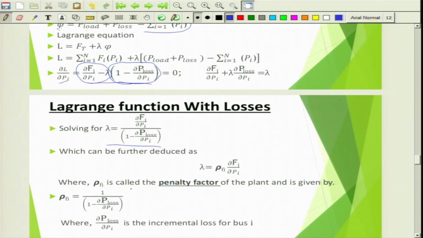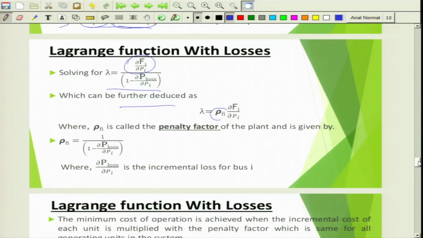And solving, you will get lambda is equal to dou Fi by dou Pi into 1 by 1 minus dou P loss by dou Pi, which can be further deduced as lambda is equal to penalty factor into dou Fi by dou Pi, right? And what is the penalty factor? This is 1 by 1 minus dou P loss by dou Pi, where dou P loss by dou Pi is the incremental loss for bus i.